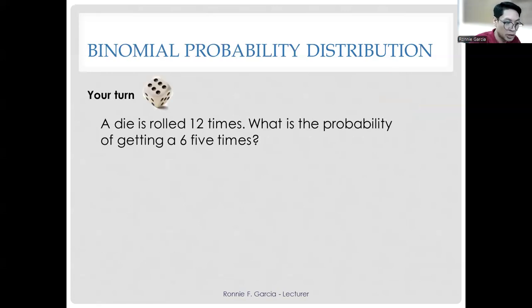Now it's your turn to solve the problem. A die is rolled 12 times. What is the probability of getting a 6 5 times? So again, the die will be rolled 12 times, and your desired outcome is to get 6 for 5 times. So I will give you time to answer this, and I will reveal the answer in a few minutes.